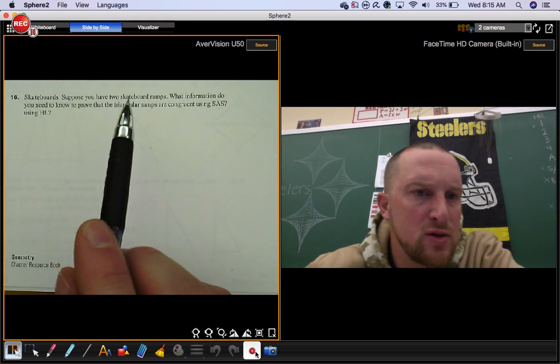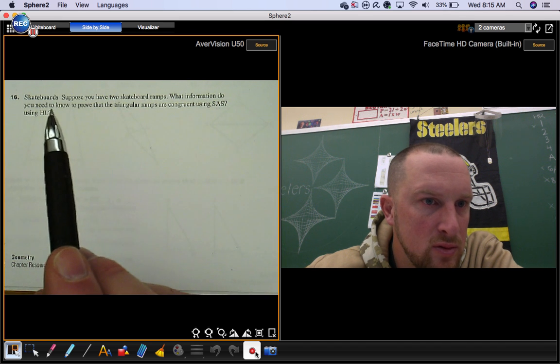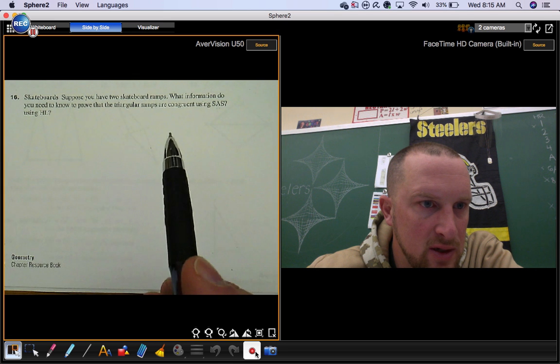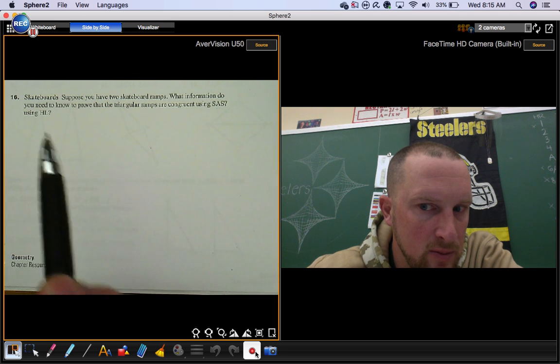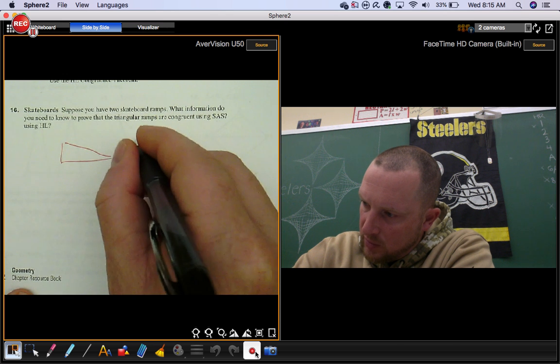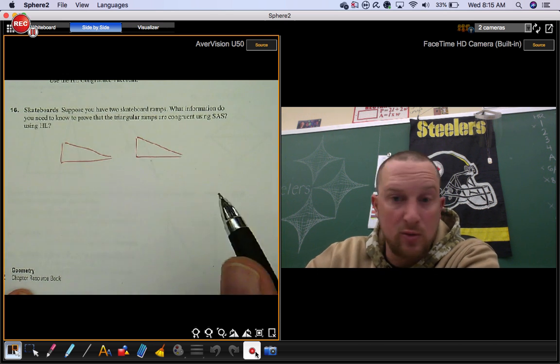Number 16, suppose you have two skateboard ramps. What information do you know to prove that the triangular ramps are congruent using side angle side? What about HL? Well, they don't give you any skateboard ramps, but I could definitely draw some skateboard ramps. Let's say there's two skateboard ramps. You want to show that these are congruent by side angle side.